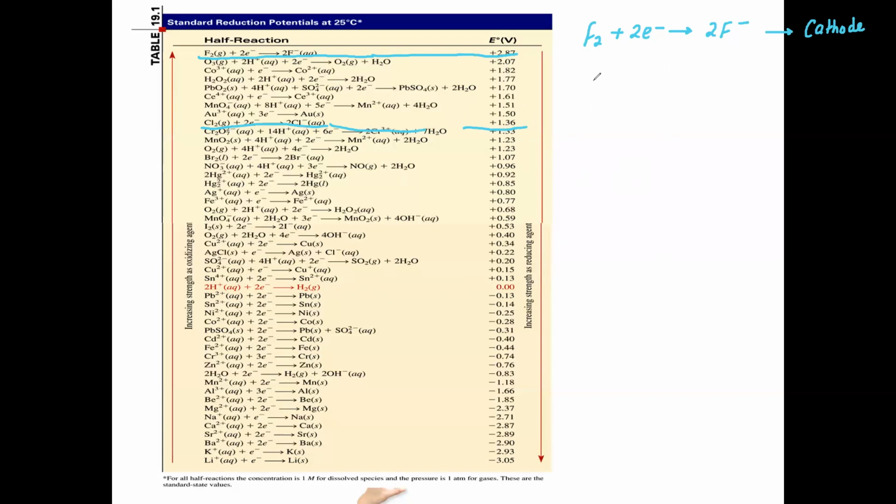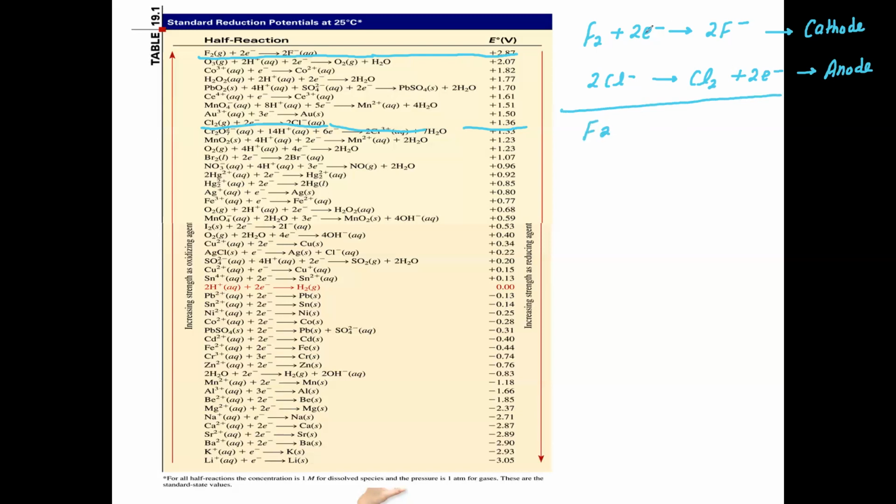Second, I'm going to write it in the reverse manner, children. 2Cl minus giving you Cl2. Now I'm writing it in reverse manner because if this is the cathode, then the other one has to behave like an anode, isn't it? Both of them cannot be cathode. Both of them cannot be reductions. If one is undergoing reduction, it will force the other one with low reduction potential to undergo oxidation. That will become the anode. Can you combine these two reactions?